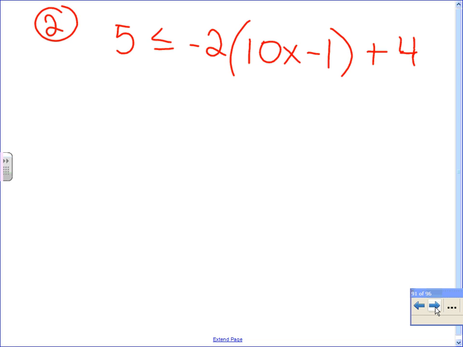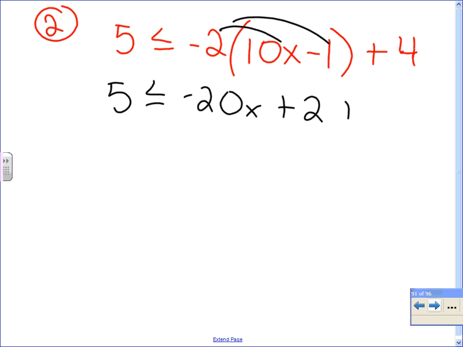So underneath the infinitely many box on your yellow paper, what's the first step tell us to do on these kind of problems? Dylan? Good, we have to clear parentheses. So to clear parentheses, we are distributing negative 2 inside those parentheses. We are rewriting 5 less than or equal. Negative 2 times 10x is negative 20x. Negative 2 times negative 1 is positive 2. Drop down your plus 4.